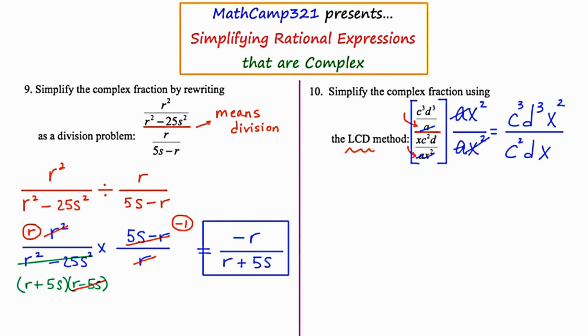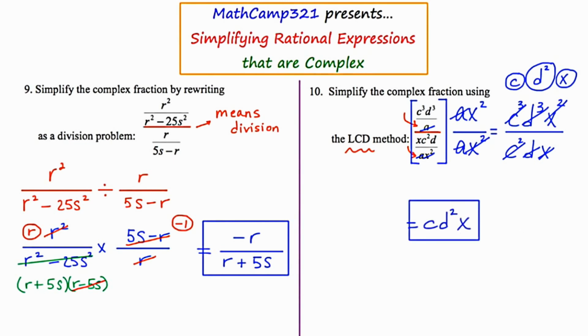Notice how I said that in alphabetical order, which is a good convention to stick with. Now let's look at what remains. The c cubed and the c squared can cancel, leaving you with a c on the top. The d cubed and the d cancel, leaving you with a d squared on top. And the x squared and the x cancel, leaving you with an x on top. So in the end, I'm left with c d squared x.